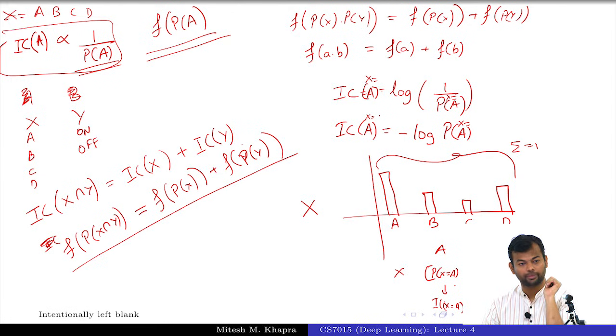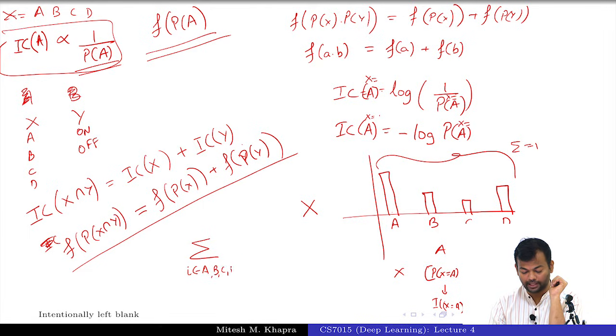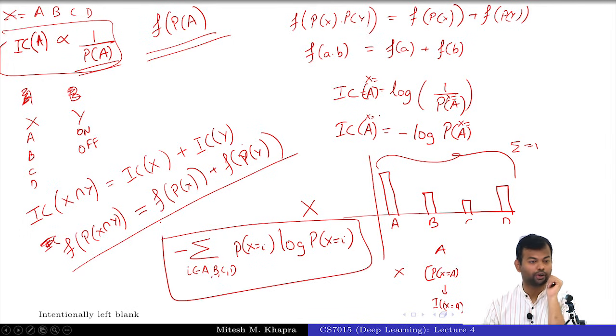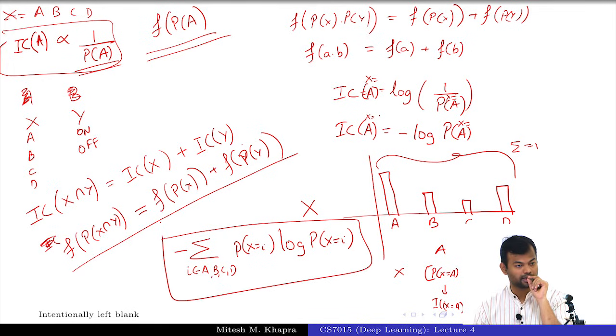Now if I ask you, what's the entropy or the expected information content of this random variable, then how will you compute that? I'm asking you for an expectation, right? So I'll compute summation over i belonging to a, b, c, d, of P of x equal to i times the information content. What's the formula for that? Minus, so I'll just take the minus outside. So this quantity is called the entropy of the random variable. It is the expected information content in the random variable.